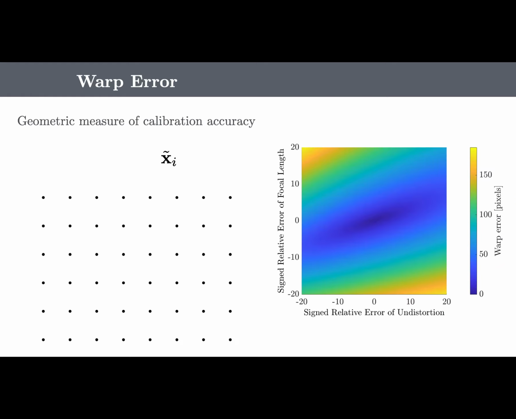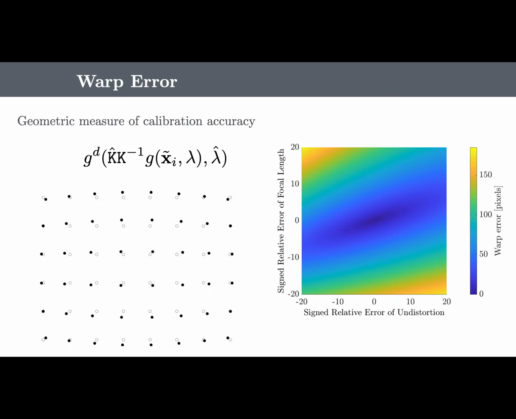The warp error is a geometric measure of focal length and lens undistortion accuracy. The image is uniformly tessellated by a grid of points, which are back-projected by the gold standard intrinsics and reprojected by the estimated intrinsics. The root mean square distance of the grid and its reprojection is reported. The plot on the right shows the change in the warp error due to perturbing each calibration parameter independently.